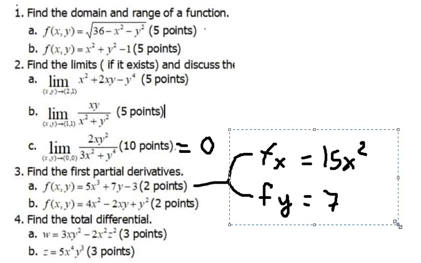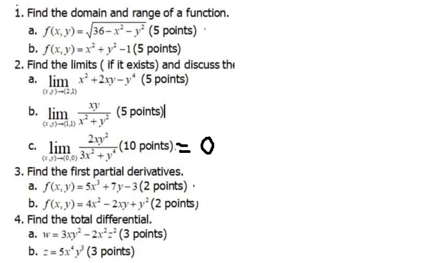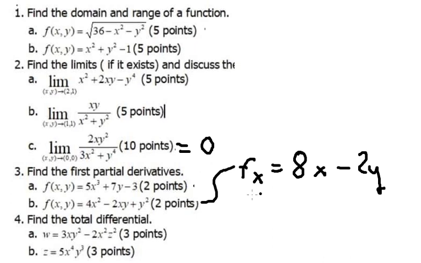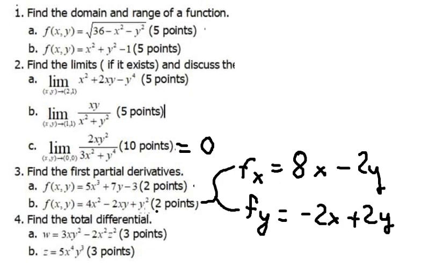The next one, we do first derivative with respect to x. You got 8x minus 2y, and for y you got negative 2x plus 2y, and this is the answer for question 3b.